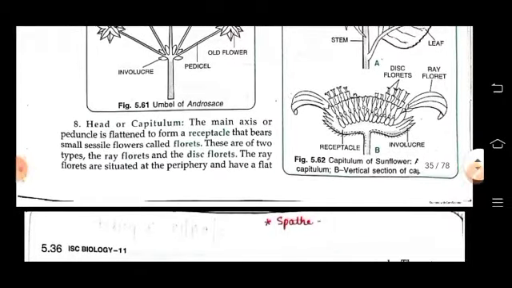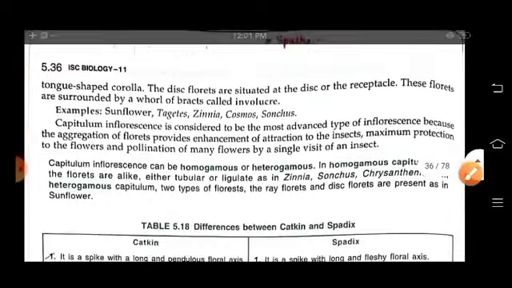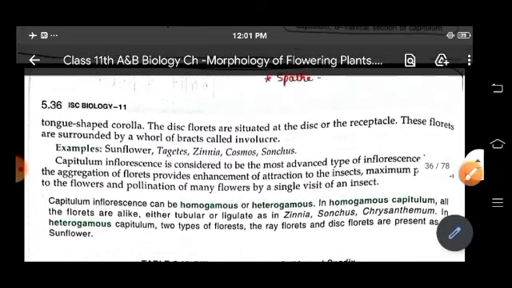Now head or capitulum. So the main axis of the peduncle is flattened and it forms a receptacle which bears sessile small flowers called florets, and there are two types of florets, the ray florets and the disc florets. The ray florets are situated at the periphery and they have a flat tongue-shaped corolla, and the disc florets are situated at the disc or the receptacle. Now these florets are surrounded by a wall of bracts called involucre, like in sunflower.